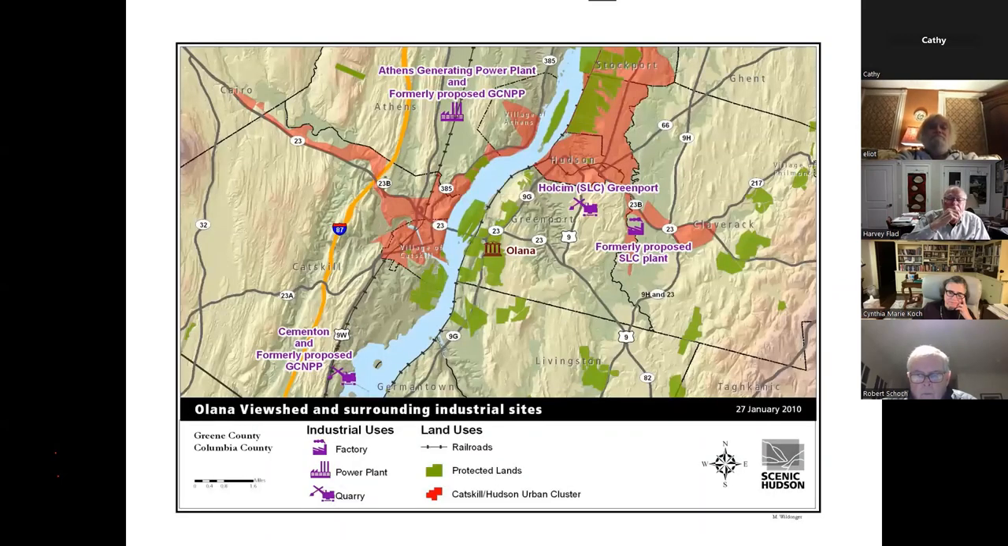Next, please. After the Greene County Nuclear Power Plant proposal, which you can see down there on the lower left, there was another attempt to mar the scenic view from Olana, and that is the construction of the St. Lawrence cement plant in 1999. It's 20 years after the Greene County Nuclear Power Plant proposal. And you can see Olana in the center of this drawing, this map, and to the northeast was where the SLC, the St. Lawrence cement plant, would have been built. This drawing from Scenic Hudson shows where the visual impacts would have been.